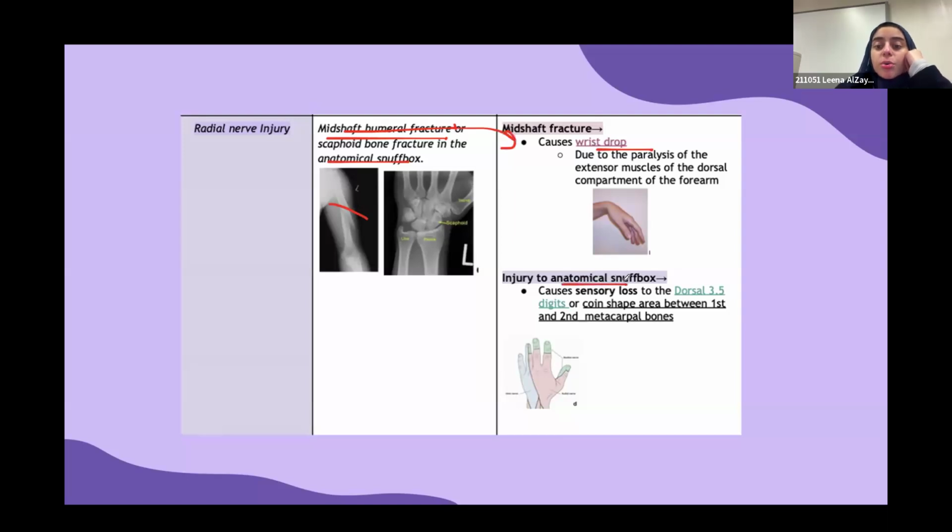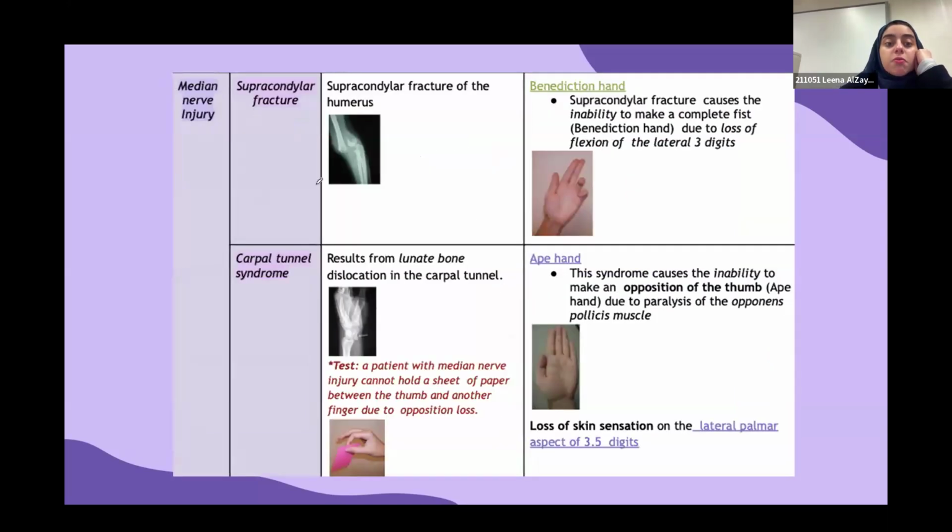And injury of the anatomical snuff box makes you have dorsal 3.5 digits paralysis. Okay? So till now, we're done with 3 nerves. Now, median nerve. Median nerve can happen in 2 ways. Either the supracondylar fracture of the humerus over here, and that will give you benediction hand or hand of Benedict. Supracondylar fracture causes inability to complete a fist, so you're not able to actually complete a fist due to the loss of the flexion of the lateral 3.5 digits.